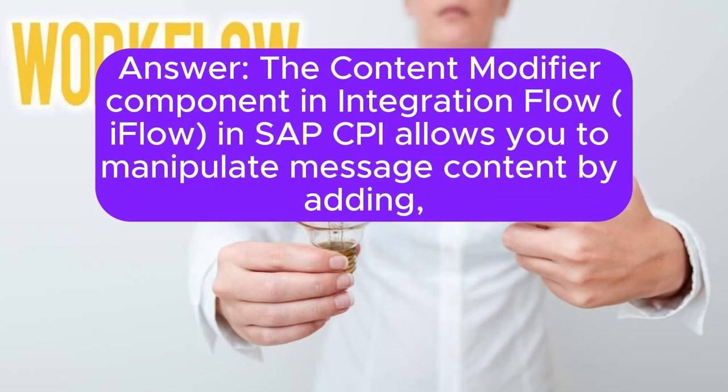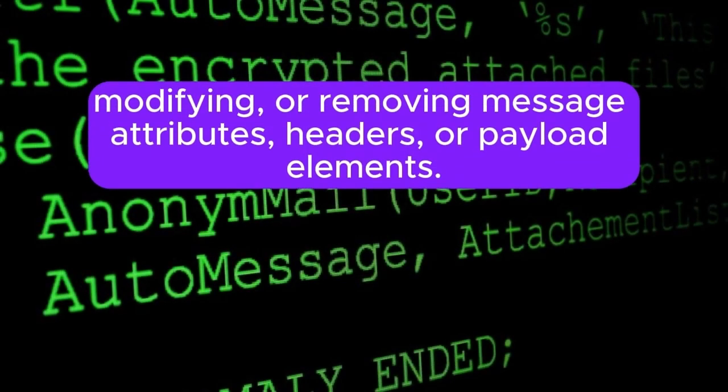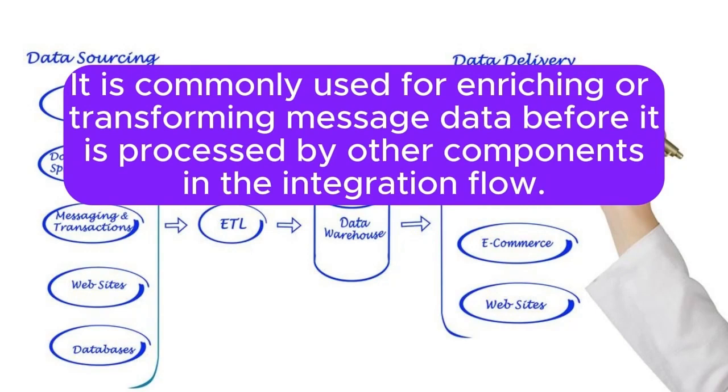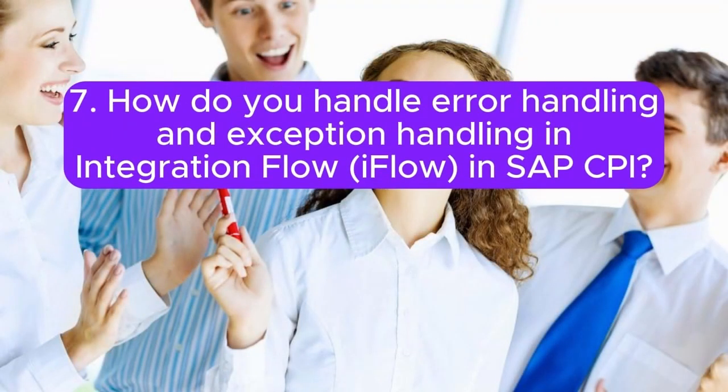6. What is the purpose of the content modifier component in integration flow iFlow in SAP CPI? Answer. The content modifier component in integration flow iFlow in SAP CPI allows you to manipulate message content by adding, modifying, or removing message attributes, headers, or payload elements. It is commonly used for enriching or transforming message data before it is processed by other components in the integration flow.